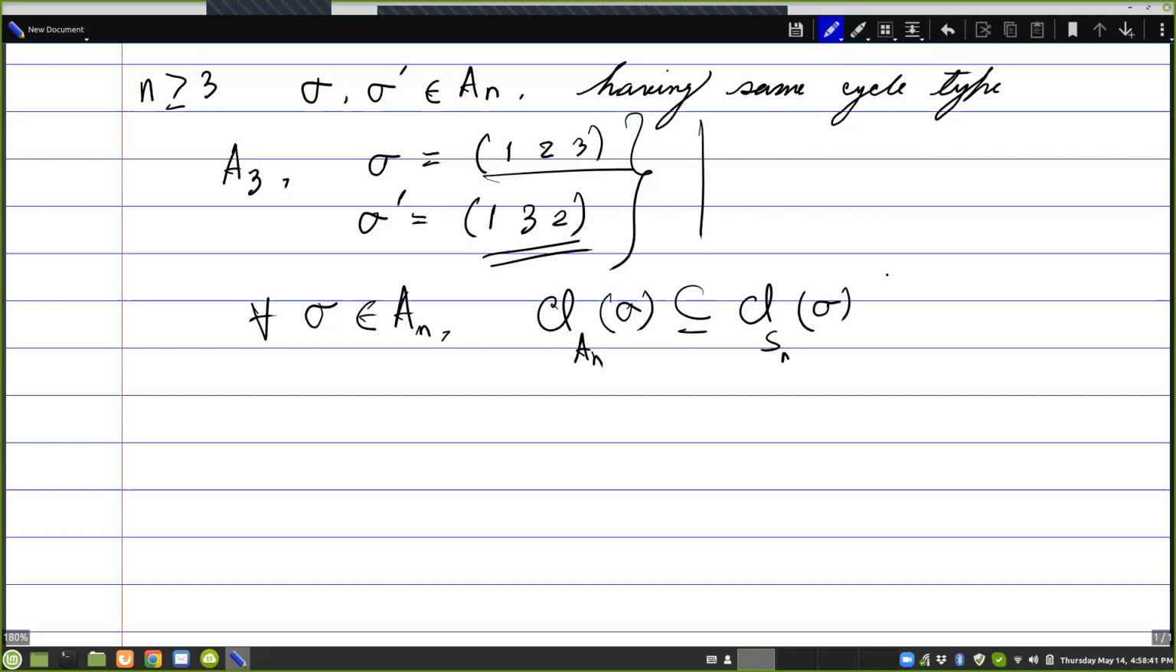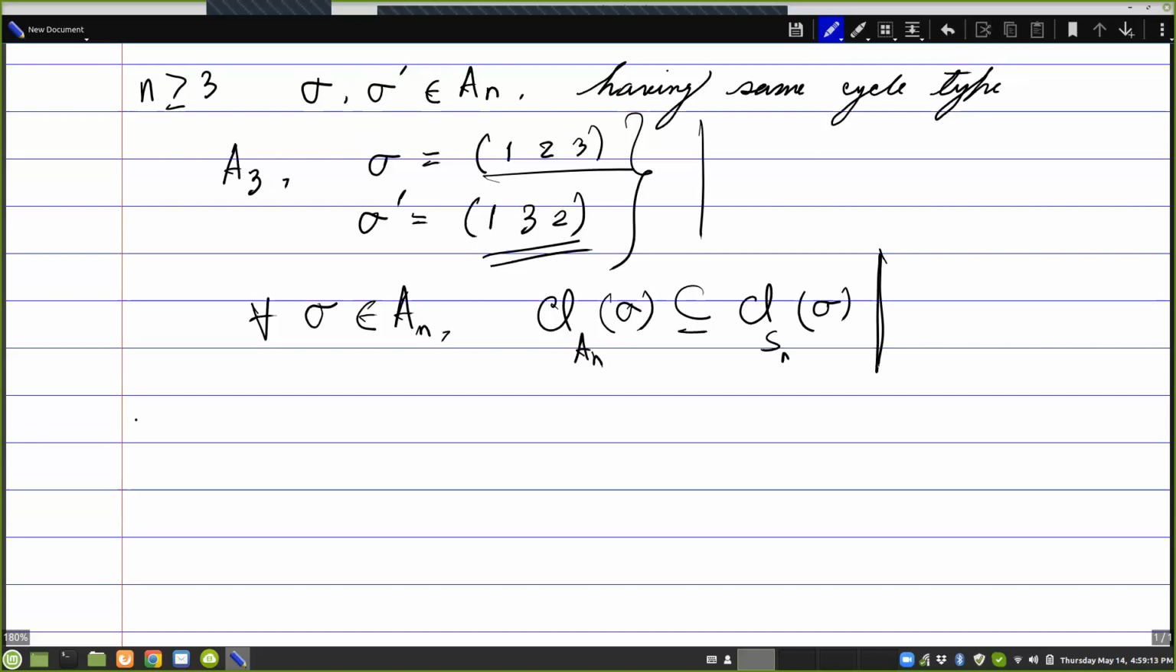So since here we need not have an equality, and in fact we can have the containment proper, it is a very relevant question to ask when equality occurs and when not. If the containment is proper, whether we can say something more or not. So these are very natural questions. We will now see them.